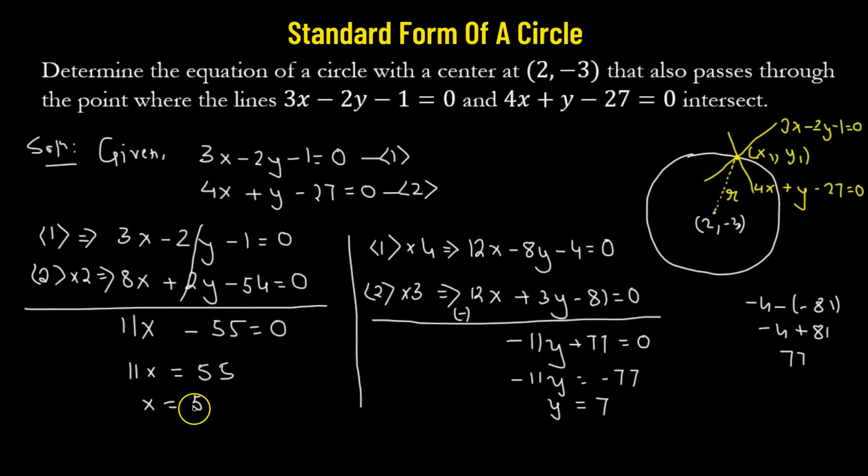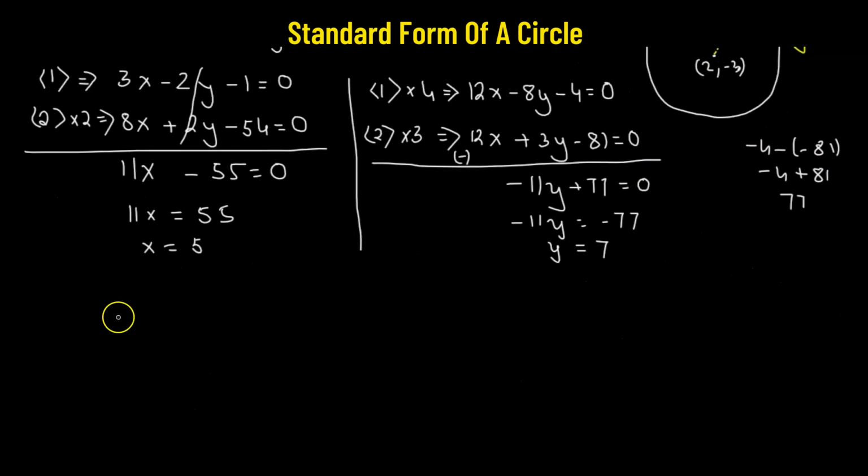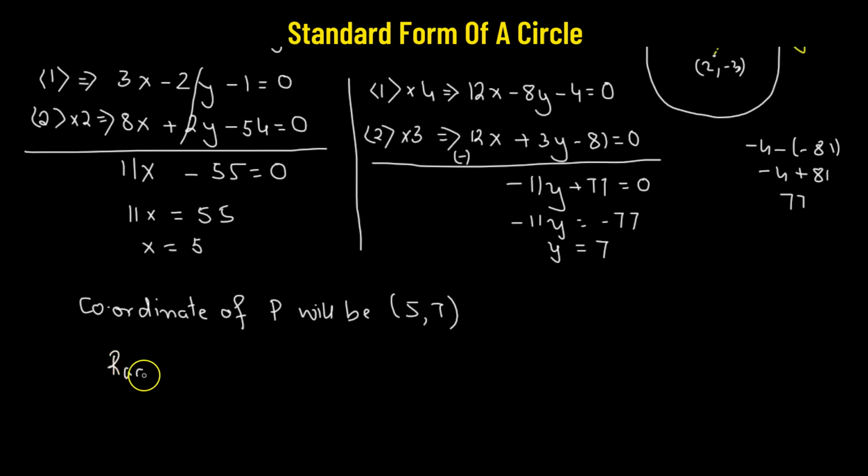That means we have obtained the value of x and y. So that gives us the coordinate of this particular point. So let's call it P. So we now have the coordinate of point P as 5, 7. Now that we have the coordinate of point P, we can easily find out the radius. So the radius will be, we will here use the distance formula.